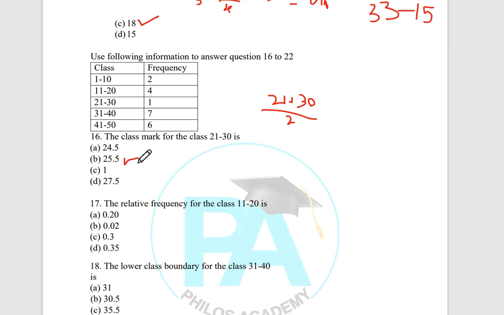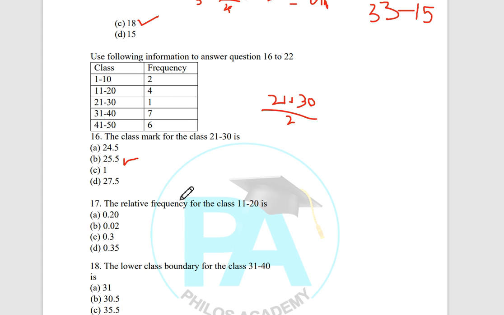25.5. So the correct answer for question 16 is B. Then question 17 says, the relative frequency for a class 11 to 20 is this class. To know the relative frequency, you need to find the total frequency. So to get the total frequency, 2 plus 4 is what? 6. Plus 1 is what? 7. Plus 7, 14. Plus 6, 20. So the total frequency, sigma f, is 20.